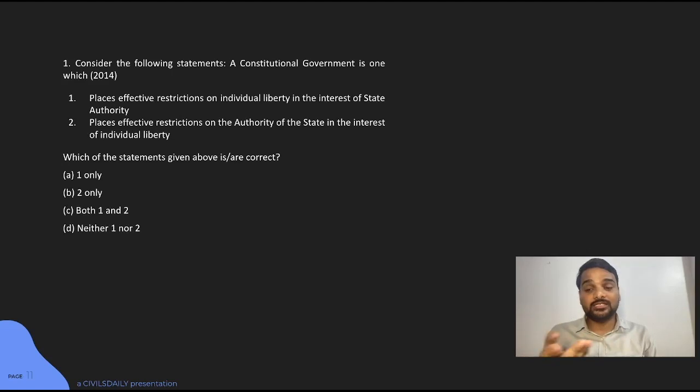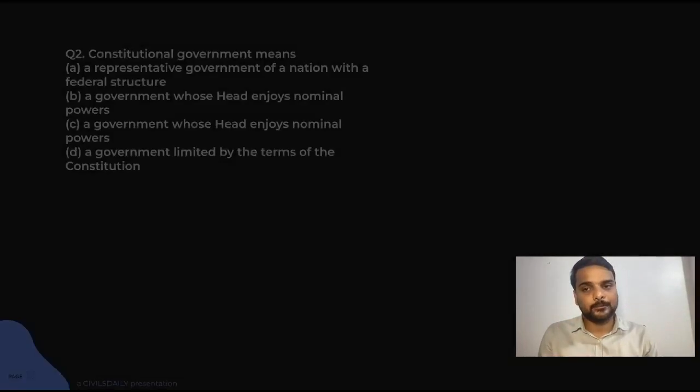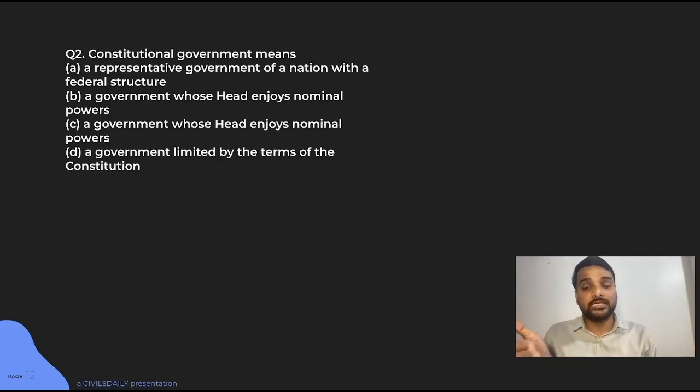Okay, we just discussed that a constitutional government places restrictions on the authority of the state in the interest of individual liberty, not otherwise. So one is definitely wrong and two will be correct here. Then again there was a question. See, questions have been repeatedly asked on these things, and if you have not prepared from here, you cannot guess in exam conditions.